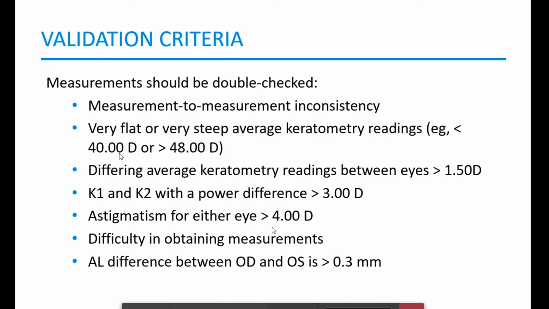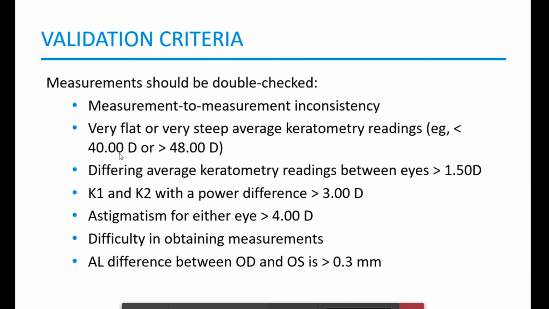Astigmatism for either eye that is more than 4 again means irregular astigmatism that you want to check. Difficulty in obtaining measurements: some instruments may not be able to take the readings for some reasons. It could be because of dry eyes, or because of an irregular cornea surface, which is irregular astigmatism. So that's another watch out point. Axial length difference between left and right eye of more than 0.3 is another one. Generally there is always a rule that the left eye and right eye difference shouldn't be too far apart, right?